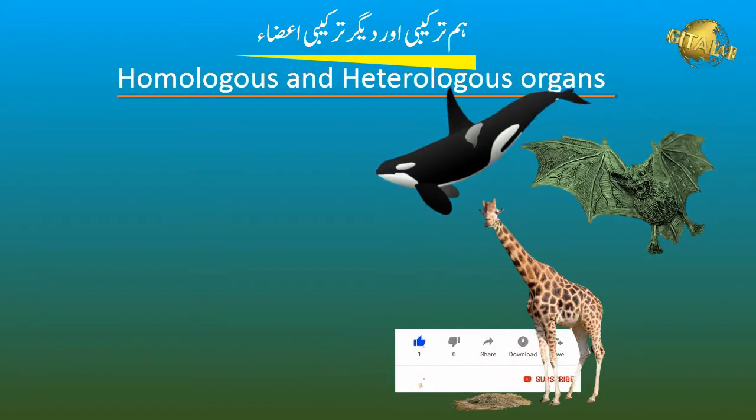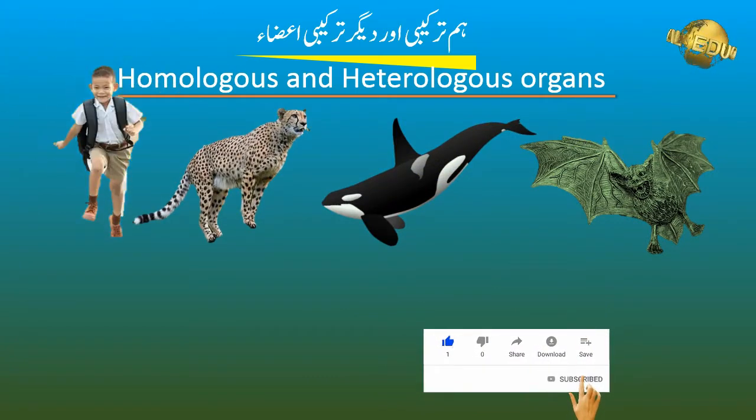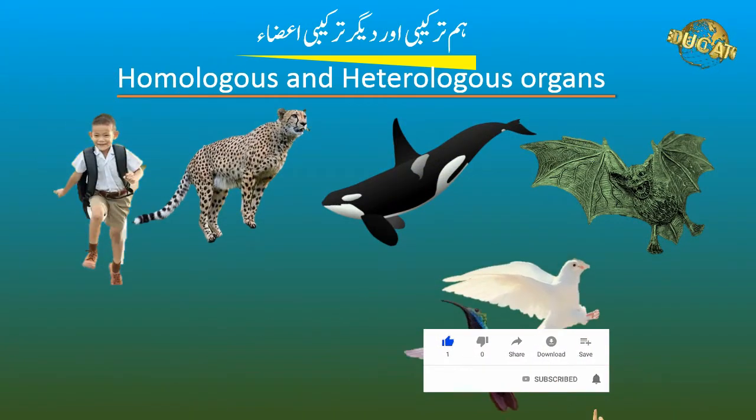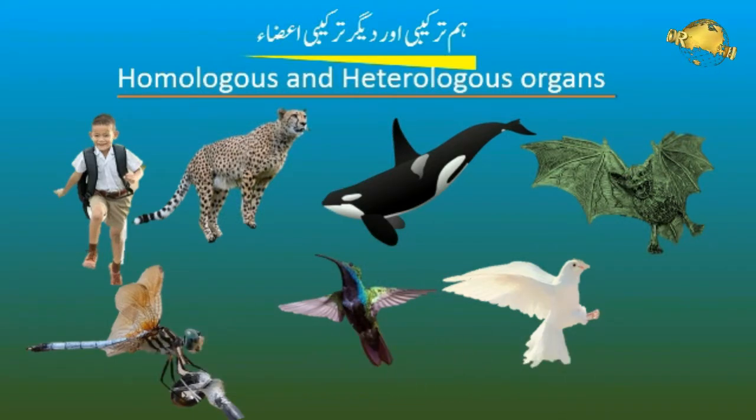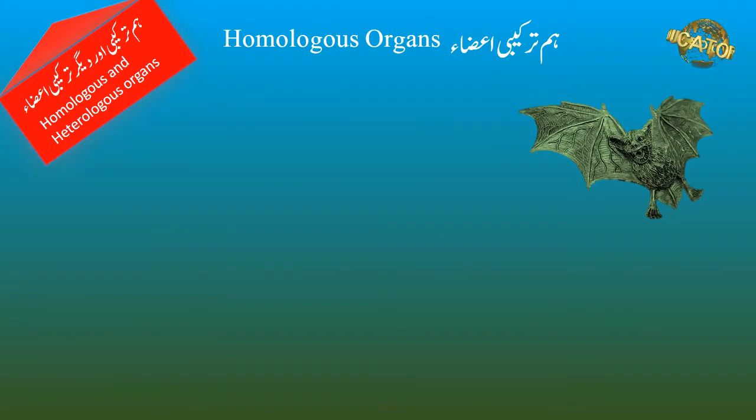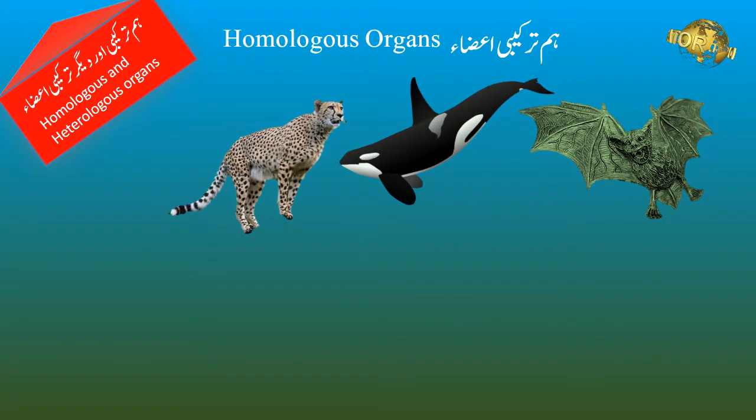Now observe the animals on your screen. Try to think of the functions of the forelimbs of these organisms. Some of them have wings, some have legs, some have hands, some have flaps, depending on where they are living and what function they have to perform. Now we will discuss homologous and heterologous organs.